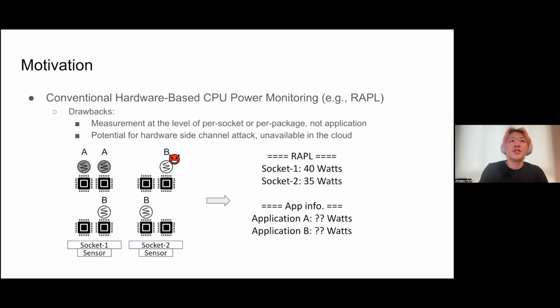Also, there is a security issue in a cloud setting. If we directly expose such global CPU power values to cloud tenants, this can be exploited as a side channel attack, because tenants might get power information from other VMs or containers that they are not using.